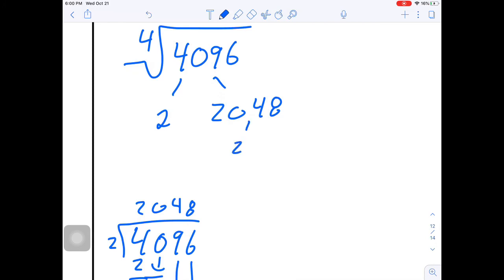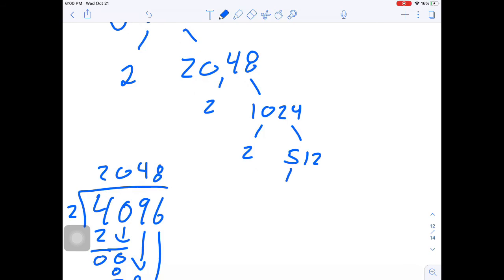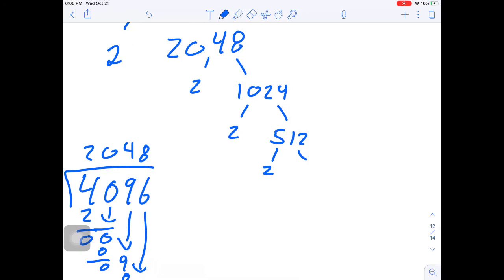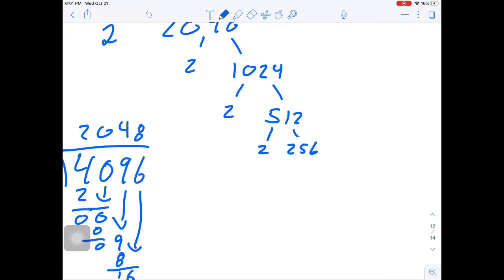Okay, let's divide this thing by 2. This one's a little easier. This becomes 1,024. Let's divide this by 2. And this becomes 512. Okay, and all I'm doing right here is 24 divided by 2 is 12, 10 divided by 2 is 5. Okay, 512. So divide that by 2. And this is going to become 256. Okay, and then we're going to divide that by 2. And that'll give us 128.